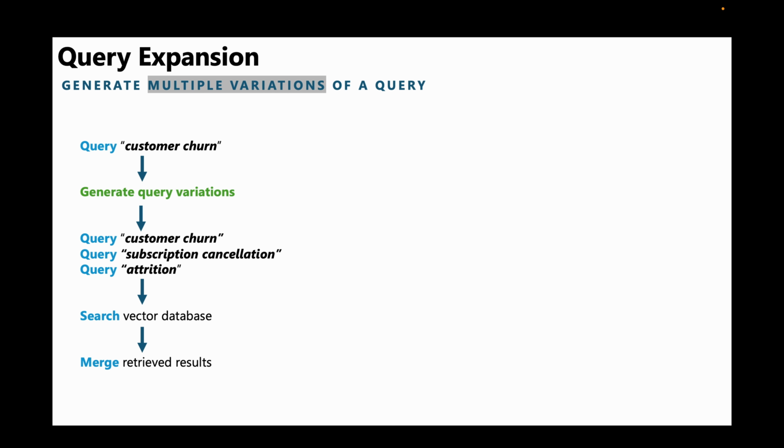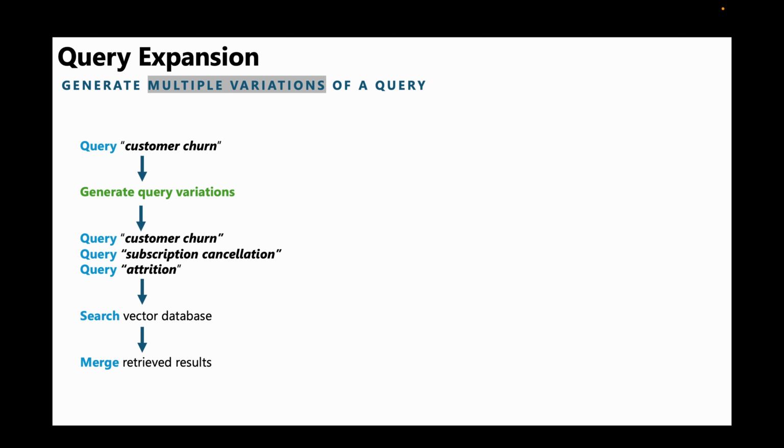The expanded terms can either be combined with the original query using OR clause such as customer churn or subscription cancellation or attrition, or each expanded term can be a separate search for which results can be merged before sending to the downstream large language model. There are a few ways to implement query expansion.